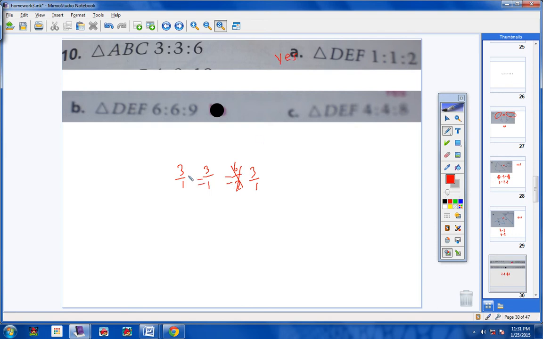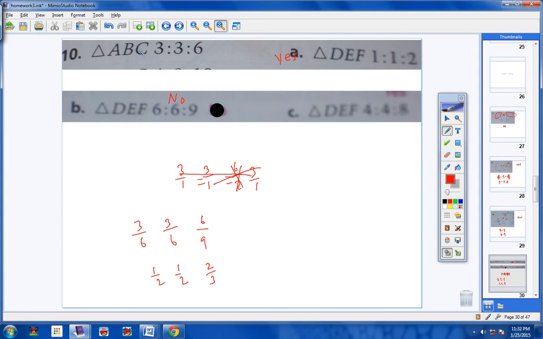Alright, let's try the next one, okay? We have 3 over 6, 3 over 6, 6 over 9. If you reduce all three fractions, you get 1/2, 1/2, 2/3. Are all three fractions equal? Not at all. So this triangle here is not similar to this triangle here.